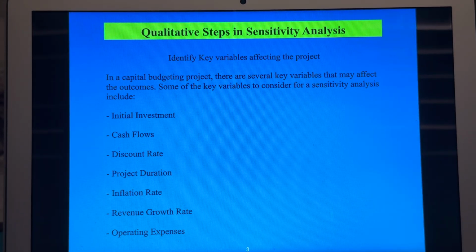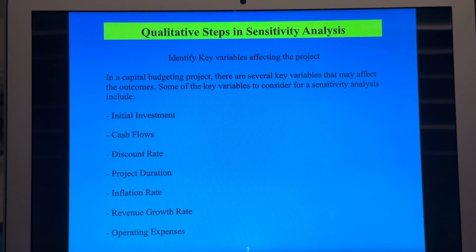Our next slide is going to consist of discussing qualitative steps in sensitivity analysis. We're going to identify key variables affecting the project. In a capital budgeting project, there are several key variables that may affect the outcome. Some of the key variables to consider for a sensitivity analysis include the following. Initial investment, which is the amount of money required to start a project. Cash flows, the estimated cash inflows and outflows over the project's lifespan itself.